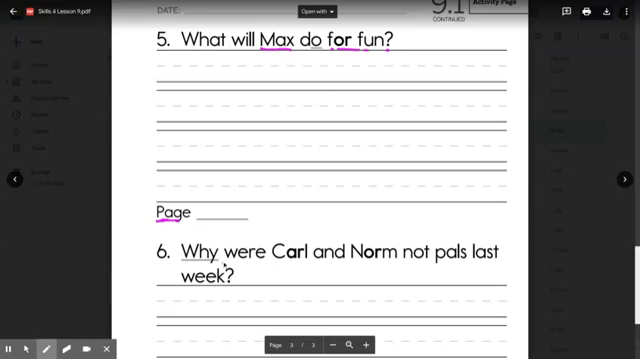The very last question on today's assignment, why were Carl and Norm not pals last week? How are we going to start this long one? Good. You always start with whatever you're talking about. Up here, we were talking about Max. Max will blank for fun. We start with who we're talking about. Carl and Norm were, there's my carrot, were not pals last week because, and that, my friends, is our turkey word for tomorrow.